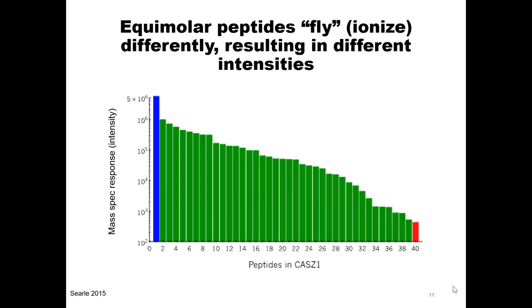So this is Brian Searle from 2015. He has a predictor called Prego, where he tried to build a neural net that would predict, based on a set of 11 physiochemical properties like amino acid length and hydrophobicity, which one of the peptides from a protein would fly best.